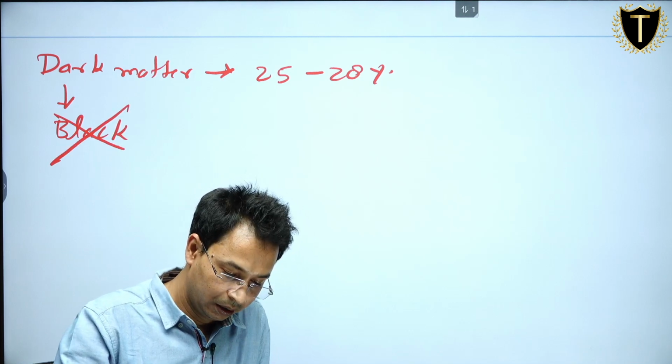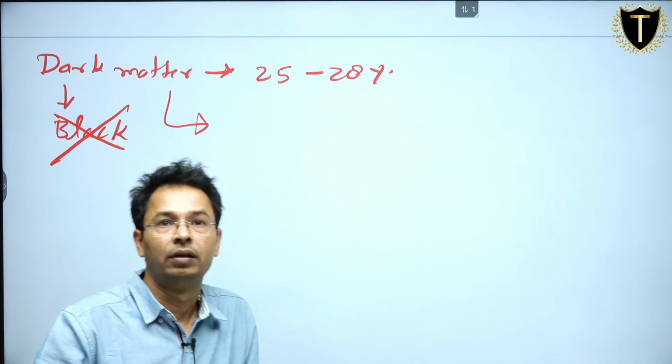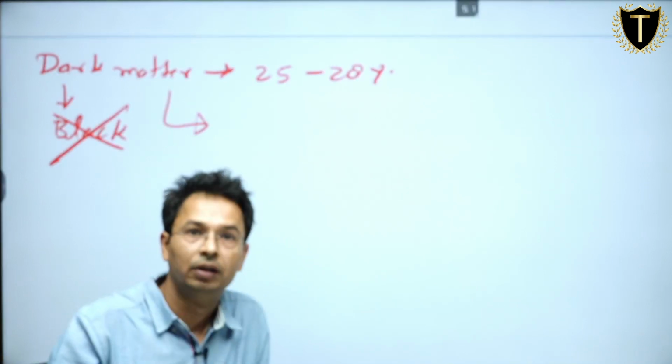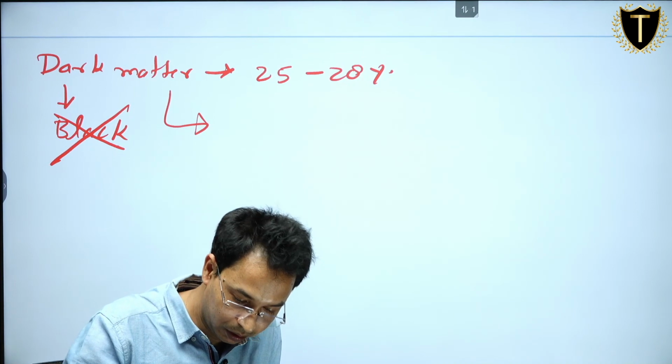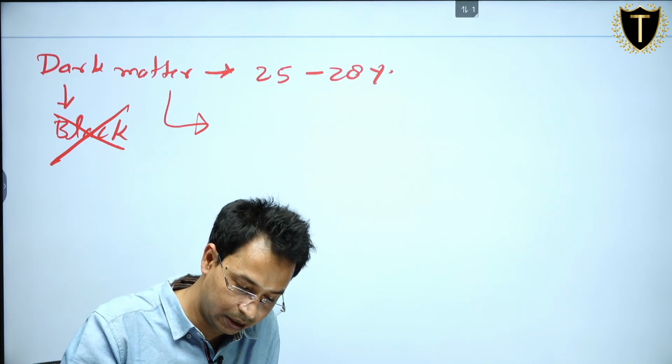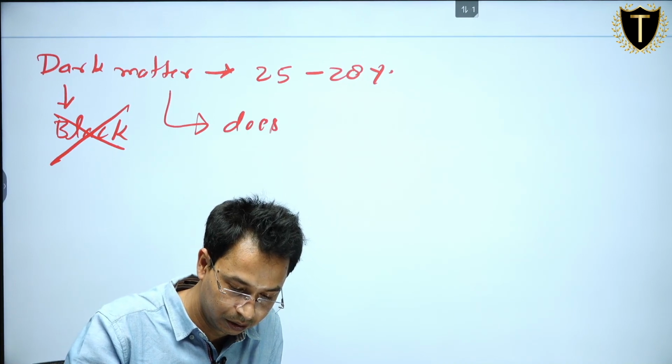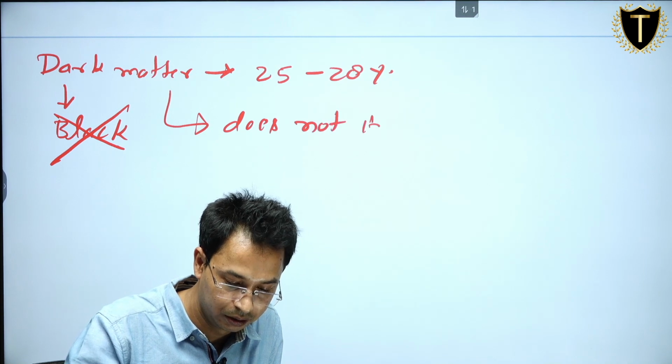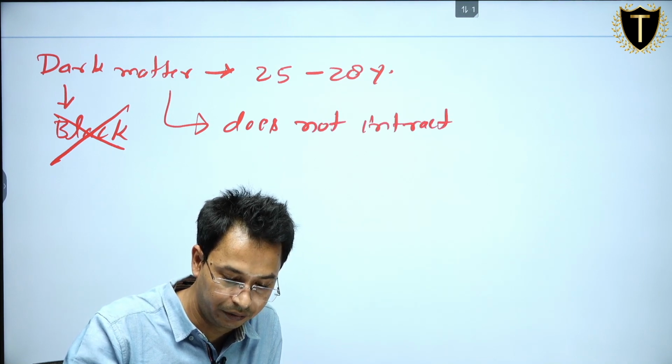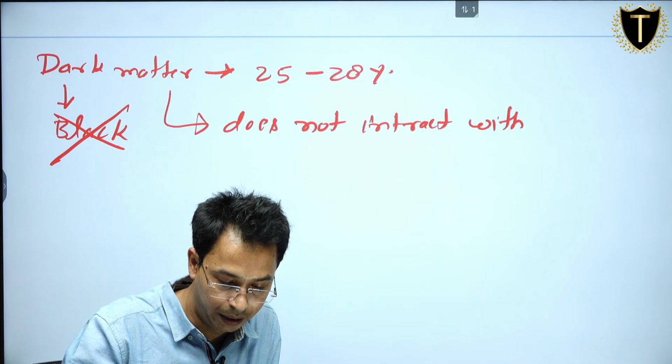What is this dark matter? Why is this thing called the dark matter? Because this dark matter does not interact with Baryonic matter.